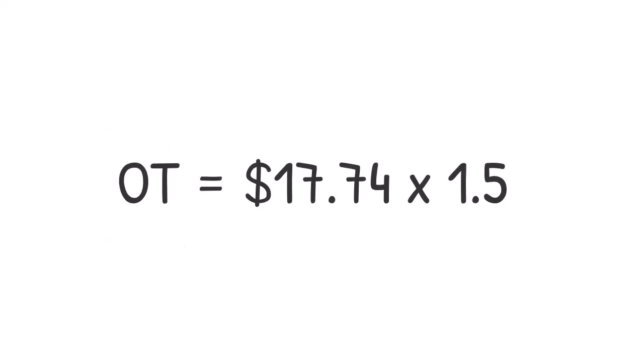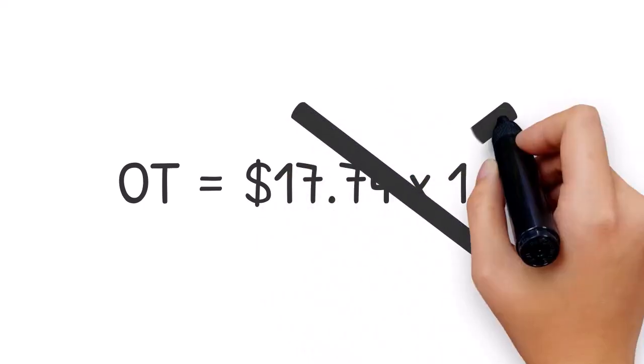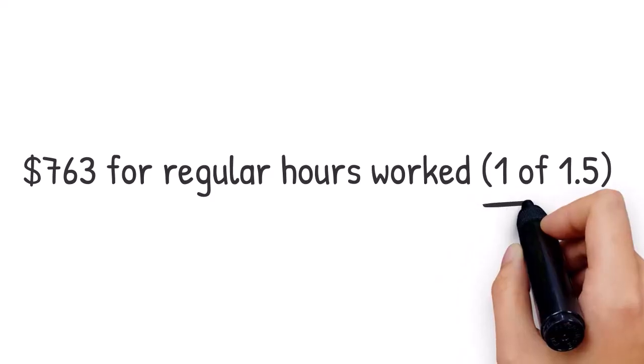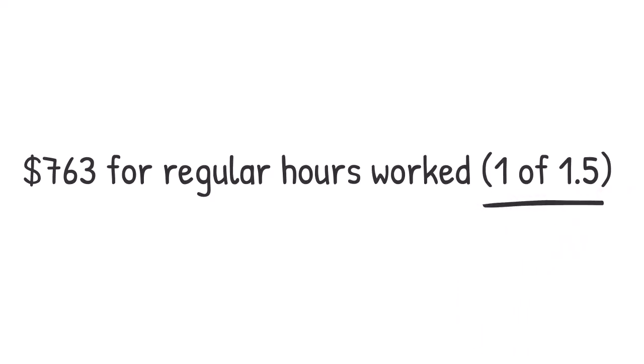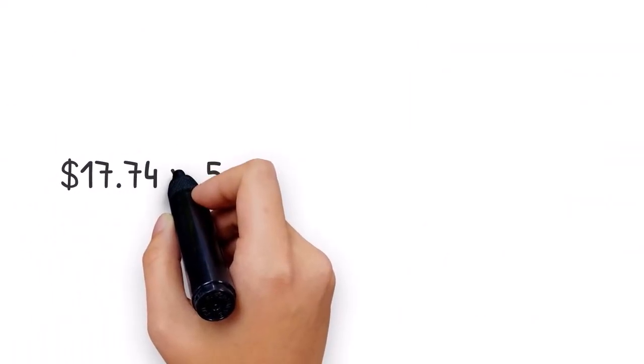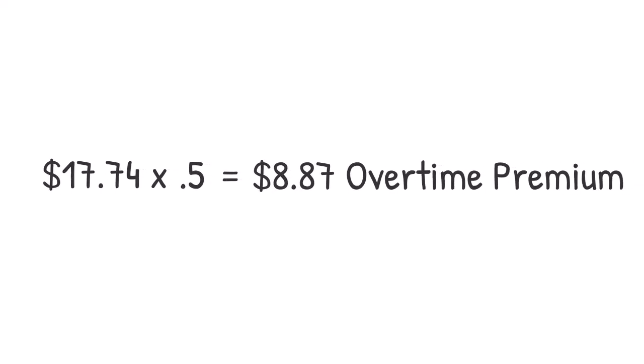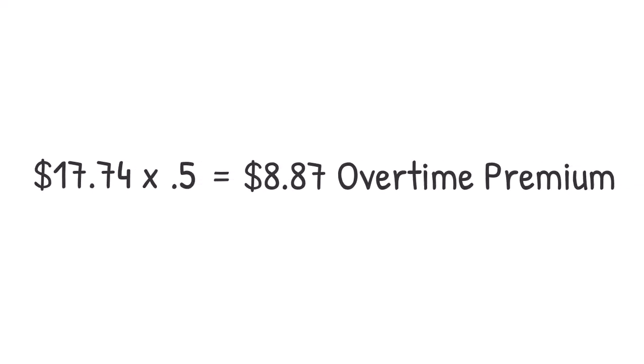Now, you might be thinking that the overtime rate is calculated by multiplying the regular rate of pay by 1.5, but that wouldn't be correct. Remember, the employee is already being paid $763 for the regular hours worked for the week. That counts as the 1 of 1.5. Therefore, we multiply the regular rate of pay by the remaining half, which equals $8.87 as the overtime premium pay rate.